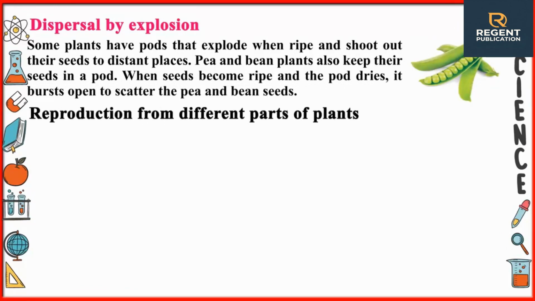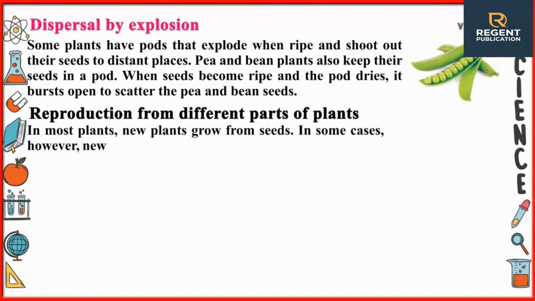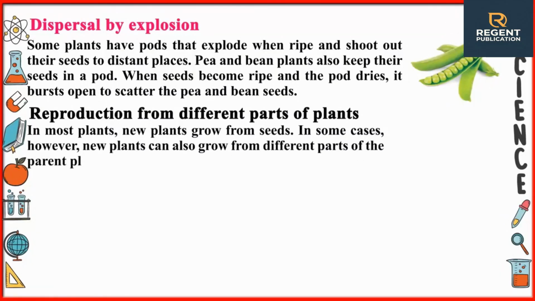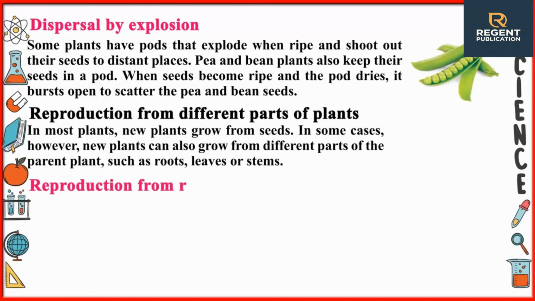Reproduction from different parts of plants. In most plants, new plants grow from seeds. In some cases, however, new plants can also grow from different parts of the parent plant, such as roots, leaves, or stems. Reproduction from roots.